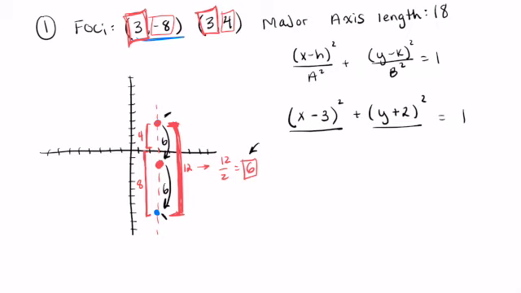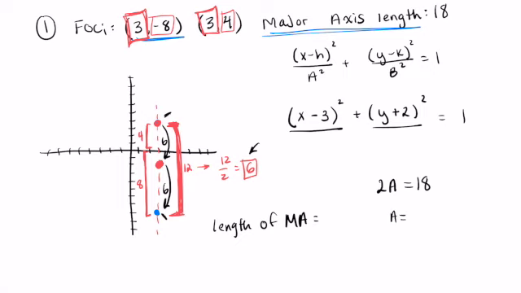Now, this is where it gets a little bit interesting, because step 3 tells me to find a squared. Well, remember, when I'm finding the length of my major axis, I'll say MA equals 2 times the value of a. If 2 times the value of a in this particular problem equals 18, what is the value of a? Well, in that case, divide both sides by 2, and a equals 9. So, I know that a squared, which is one of the denominators, is going to be 81.